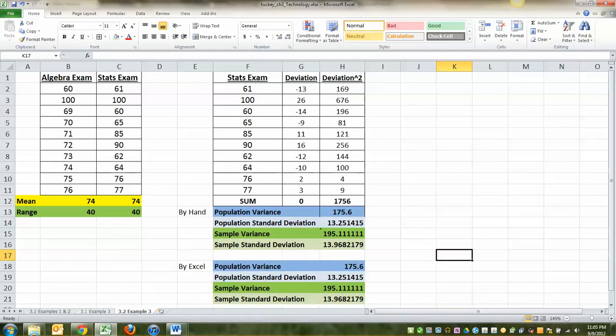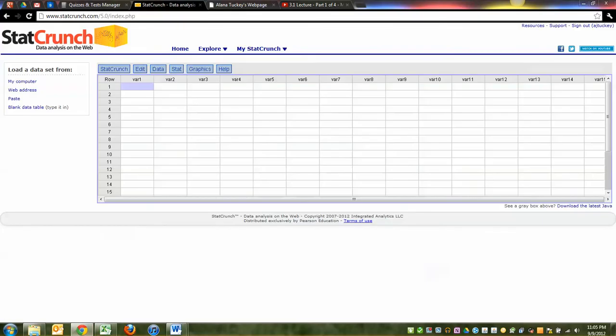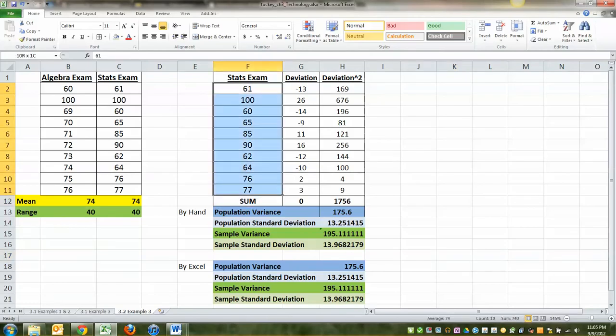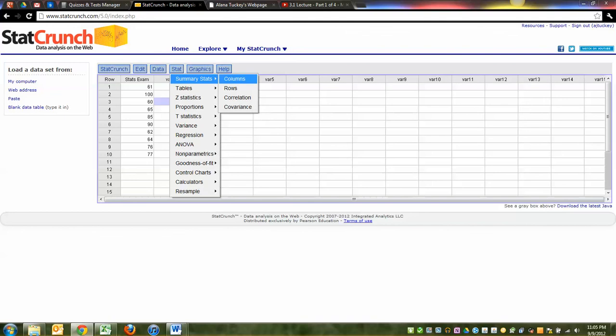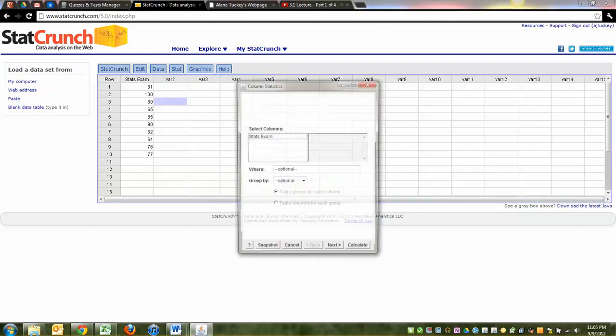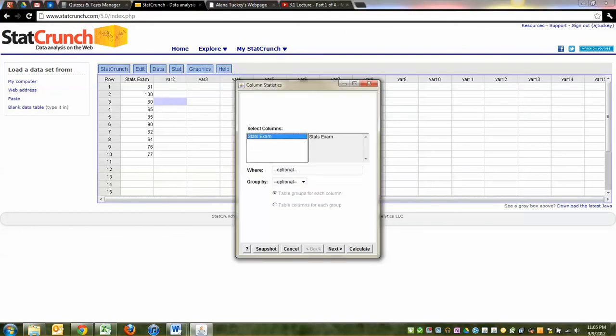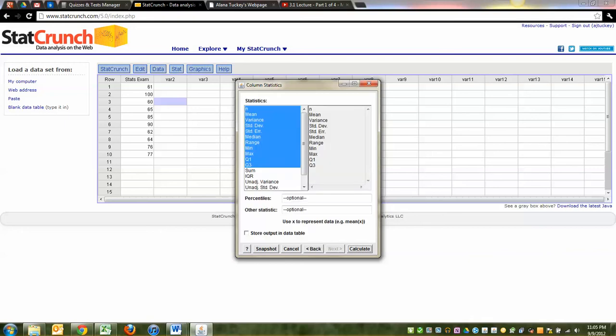So, oh, I better show you StatCrunch because StatCrunch is also really darn useful. So let me type in these numbers here. So let me get my stats exams. Copy. And go here and paste. And remember, StatCrunch is available for free, right? And it's available online. You can use it on your iPad, whatever. All right, so you go to Stat, Summary Stats, Columns. This should look familiar. This is how we found mean and median and stuff. Click stats exams. Next.